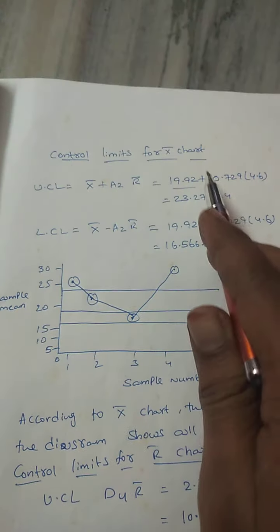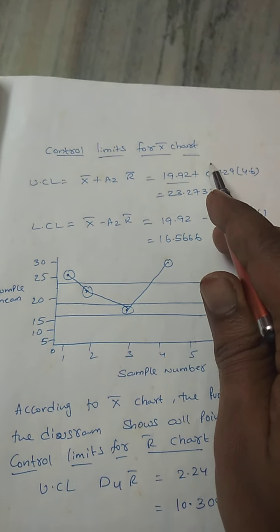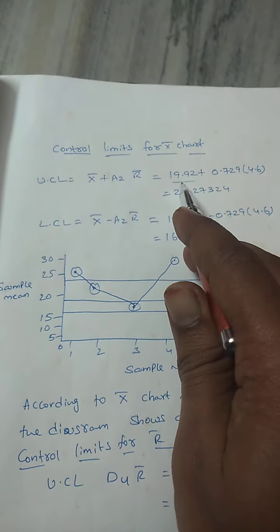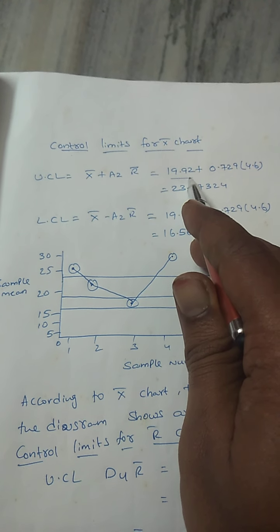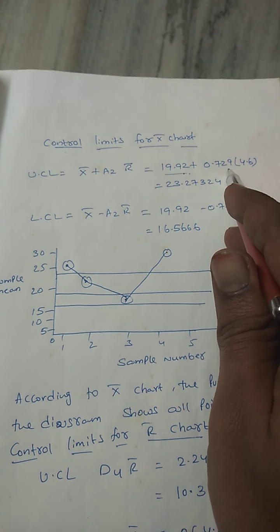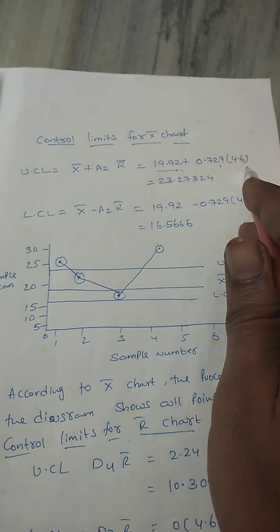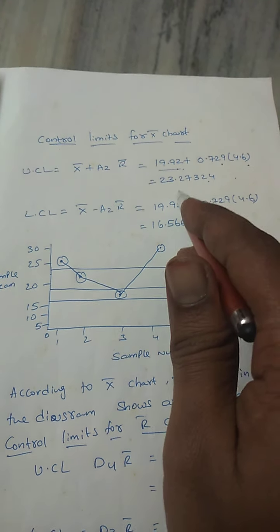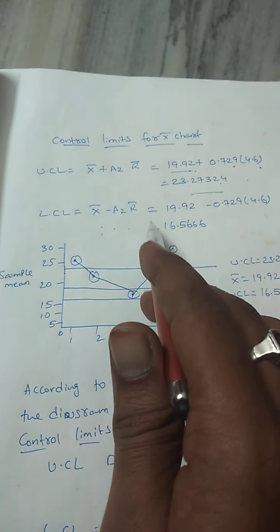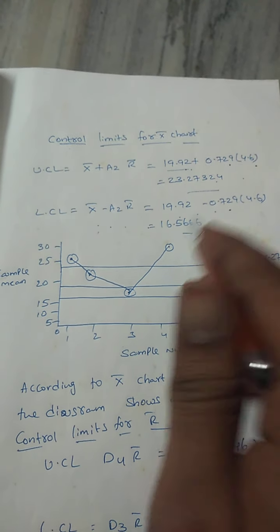After getting the X bar and R bar values, you go to control limits for the X bar chart. What is the formula? Upper control limit is X bar plus A2 R bar. X bar is 19.92, we got that as sigma x by n. A2 value is already given in the problem, assume A2 value 0.729. R bar we are getting 4.6. Just substitute, 23.27324 is the value of upper control limit, and lower control limit is X bar minus A2 R bar. Just note down the minus figure, and we get 16.566.